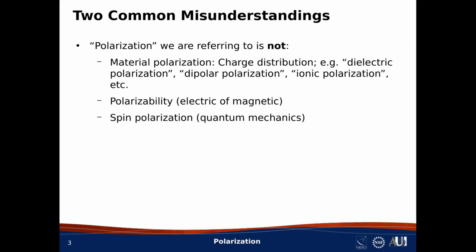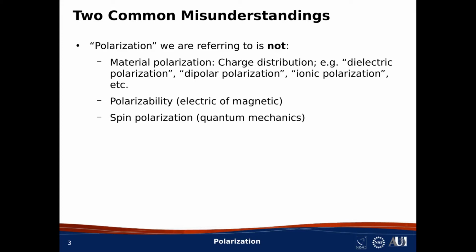Okay, first, the misunderstandings. The word polarization is sometimes applied to a particular property of materials. That is, many materials are comprised of molecules that have a net positive charge on one end of the molecule and a net negative charge on the other end of the molecule, and all the molecules tend to be aligned. In other words, we're talking about charge distributions, and the relevant concepts are described using terms like dielectric polarization, or dipolar polarization, or ionic polarization. These things are all properties of materials. They're not properties of waves.